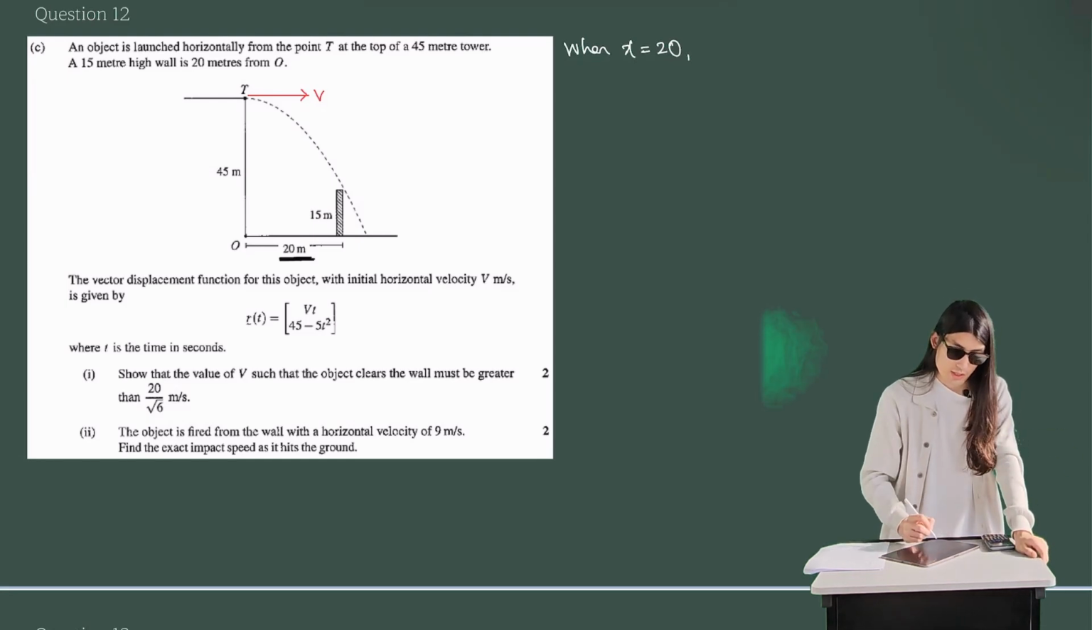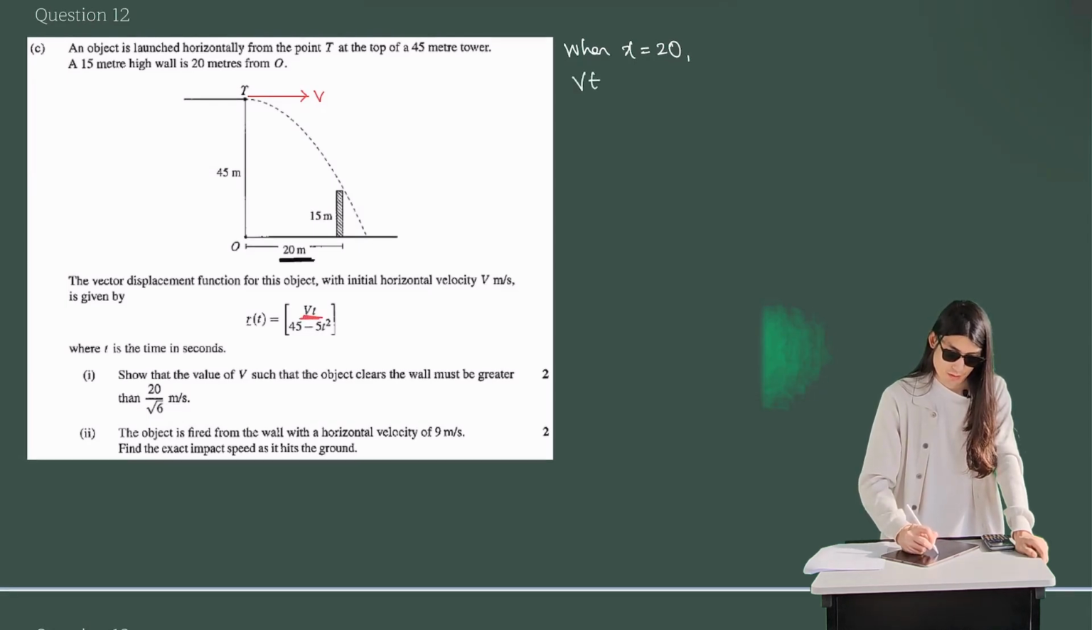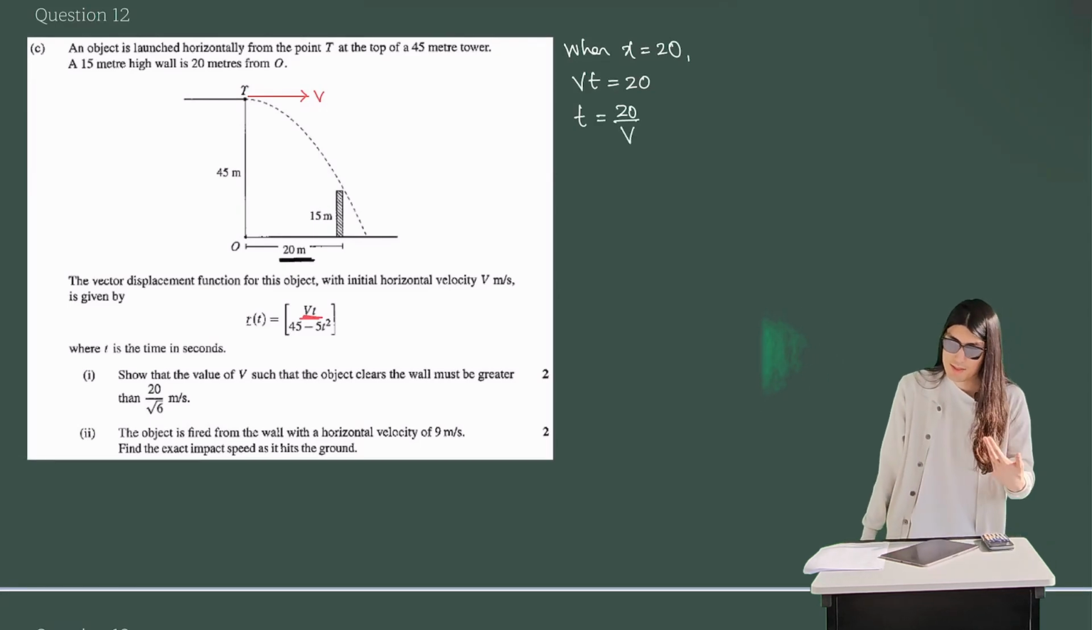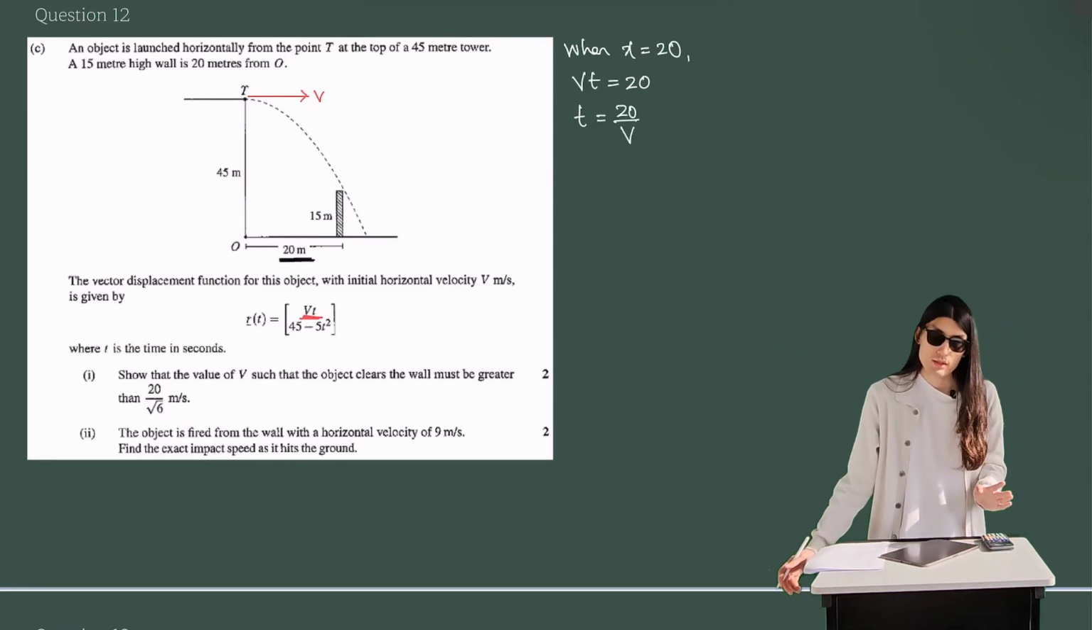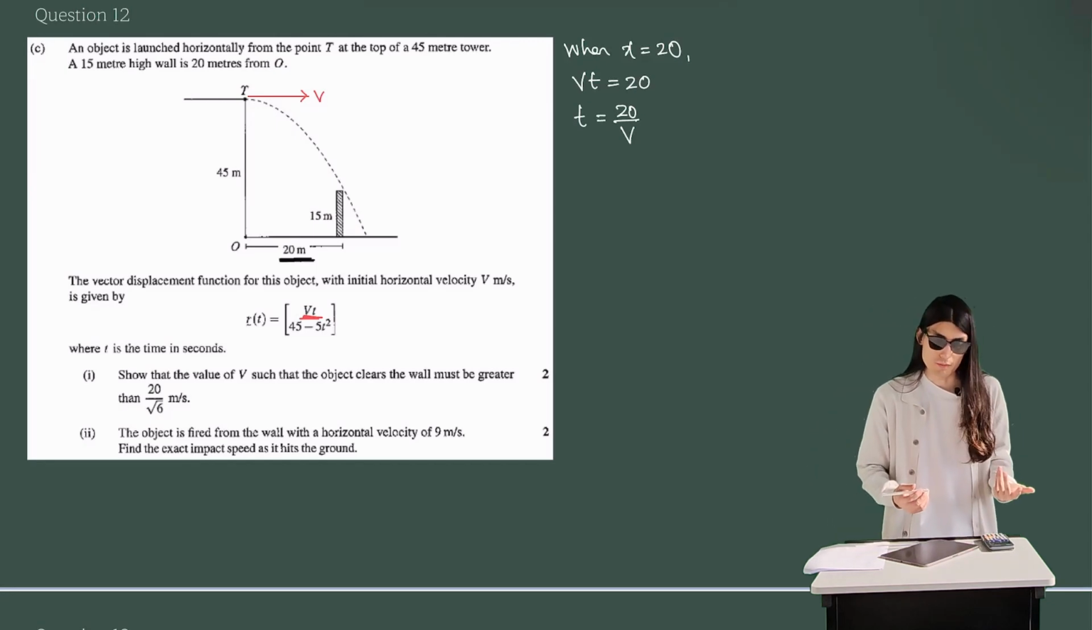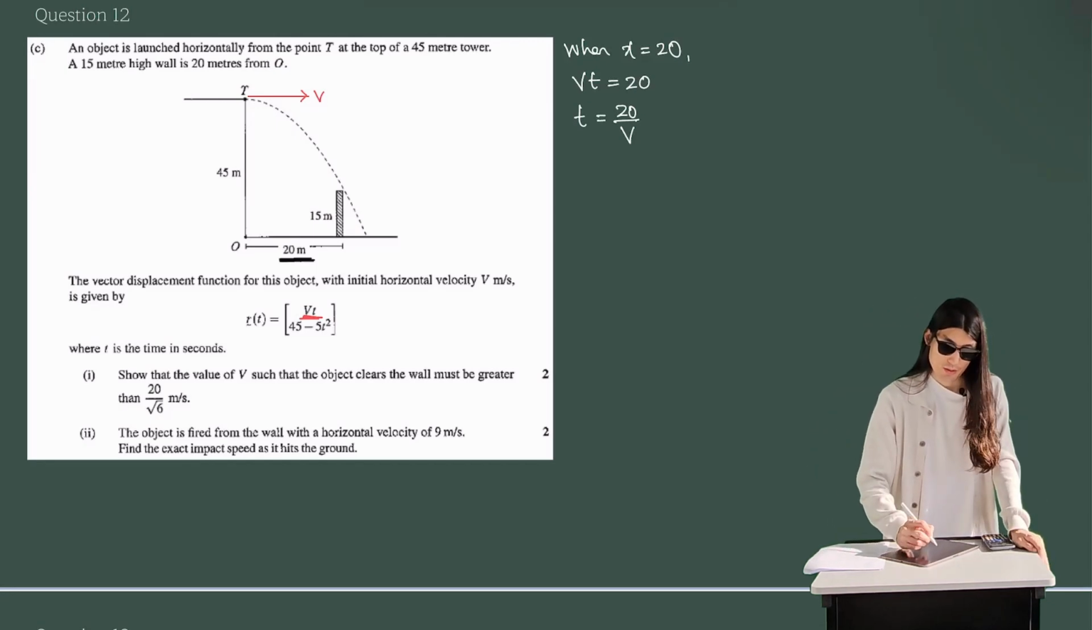Okay, and x being equal to 20 means this vt is equal to 20. So t is equal to 20 on v. What does that mean? It means that the object takes 20 over v seconds to reach the wall. Okay, and I'm going to look at what y is equal to at that time.